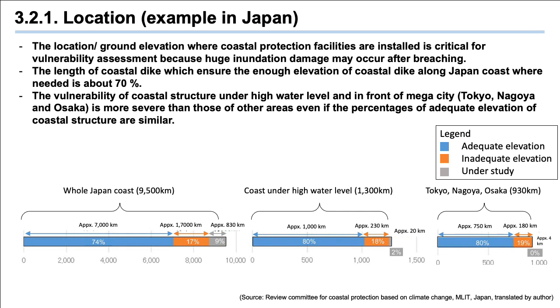for whole Japan coast, and the cover ratio at coast and high water level is about 80%, and the cover ratio in front of mega cities Tokyo, Nagoya, and Osaka is about 80% too. However, the vulnerability of coastal structure under high water level and in front of megacity is more severe than those of other areas, even if the percentage of adequate elevation of coastal structure are similar.